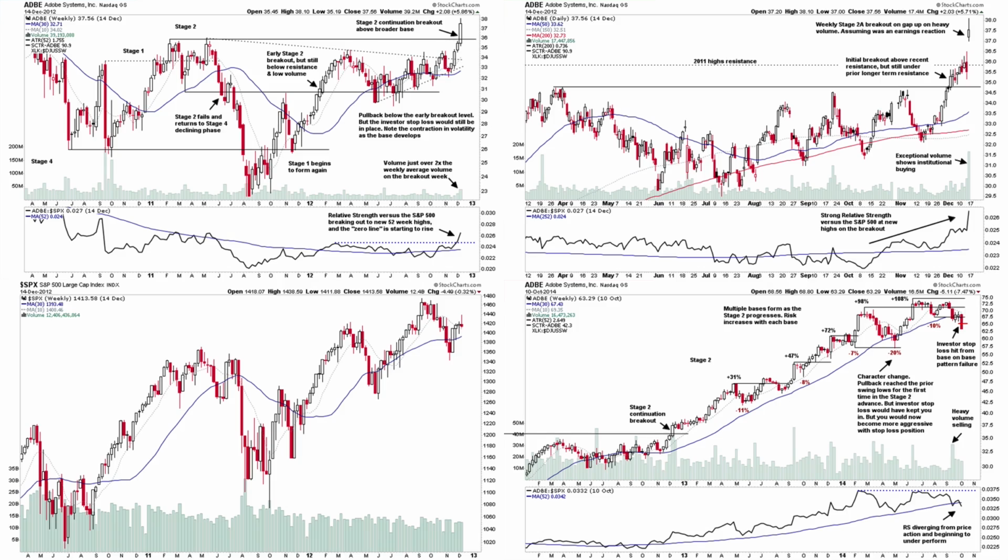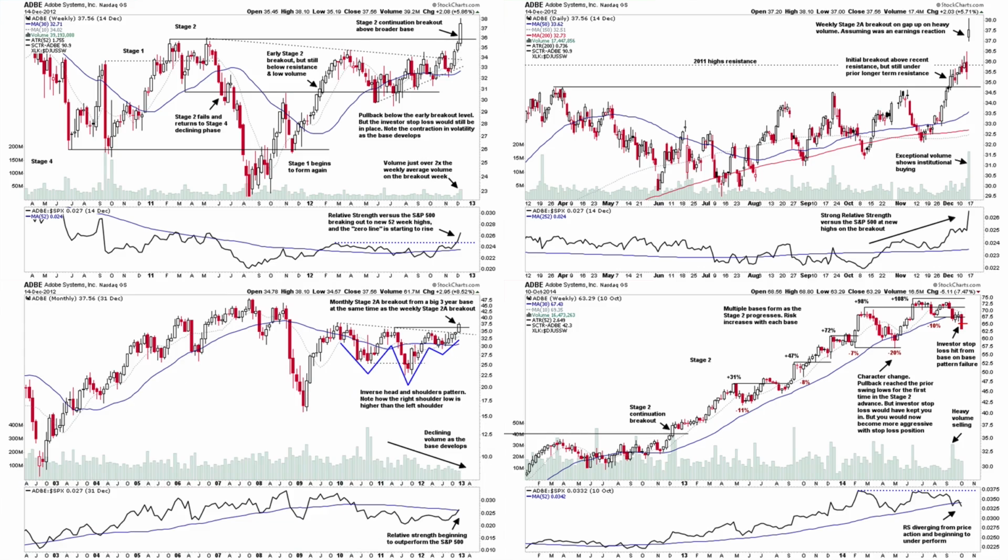So let's have a look at what this looks like on a monthly chart at the same time. On a monthly standpoint, you can see that it was making an inverse head and shoulders pattern over a 3-year period. So this was a massive basing pattern that it was making. And note how the right shoulder low is higher than the left shoulder. So this is something you want to see in this kind of pattern.